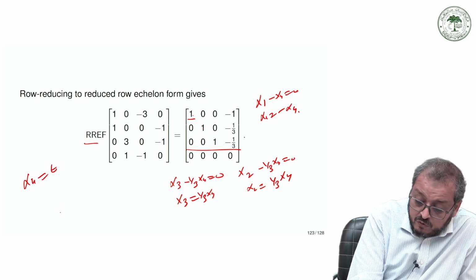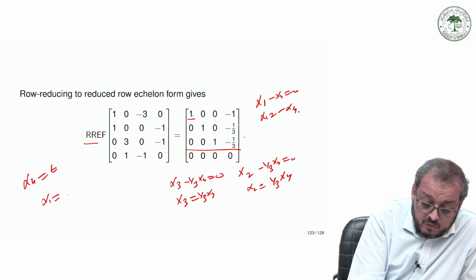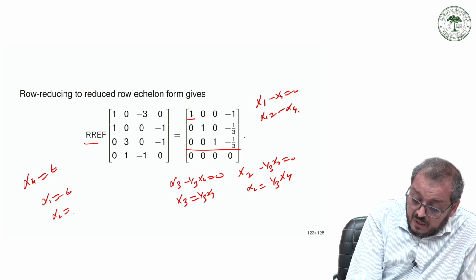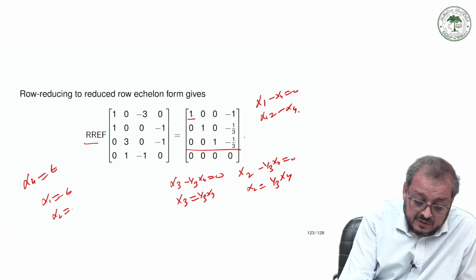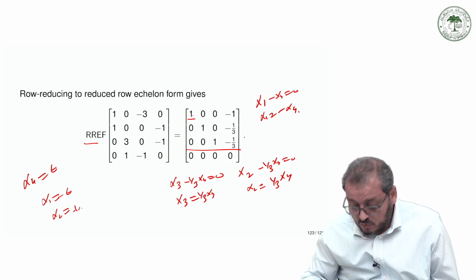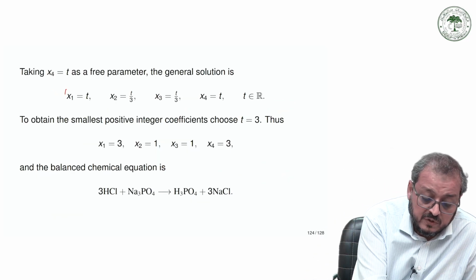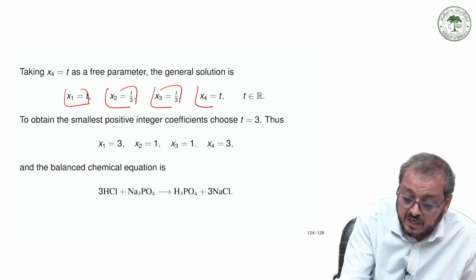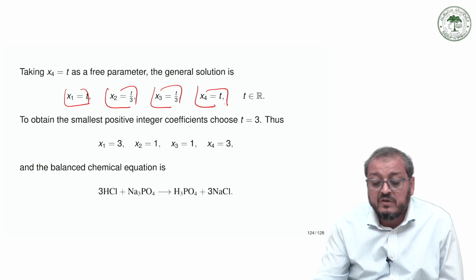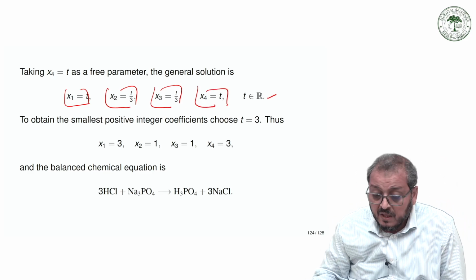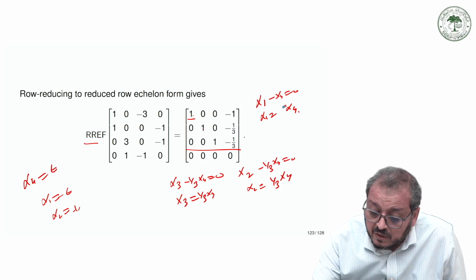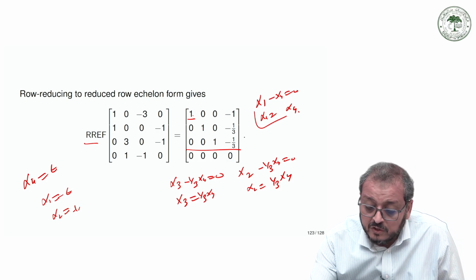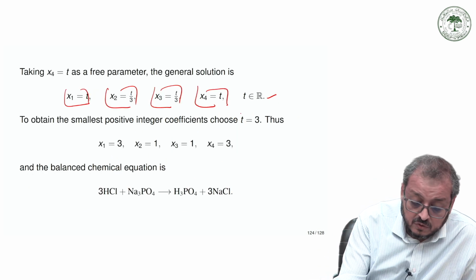Let x4 be equal to t, then x1 is equal to t, then x2 is equal to t/3, and so on. So we can say that x1 is equal to t, x2 is equal to t/3, x3 is equal to t/3, and x4 is also equal to t. So this is x1 is equal to x4. Okay, so we get this solution.